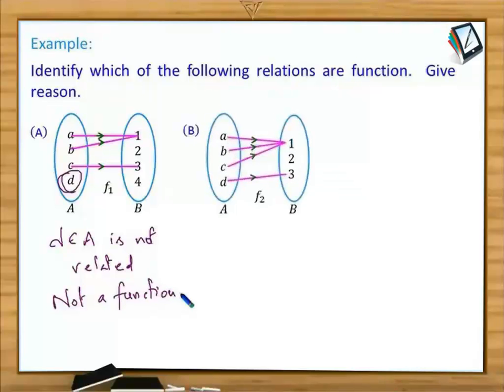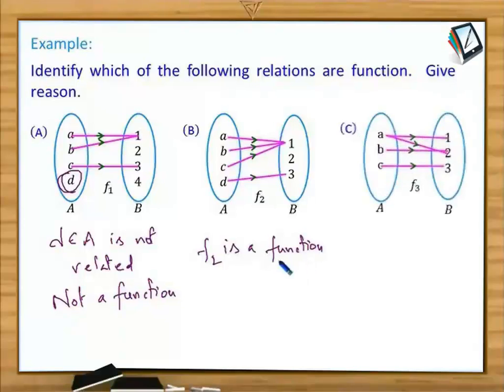Let's see another case. Here, all elements of A are used. The first condition is satisfied. But if you look, a is mapped to 1, b is mapped to 1, and c is also mapped to 1, and d is mapped to 3. Is it violating any condition? All elements are mapped, and no element has more than one image in the mapping. Therefore, is this a function? Yes, this is a function. The relation F2 is a function.